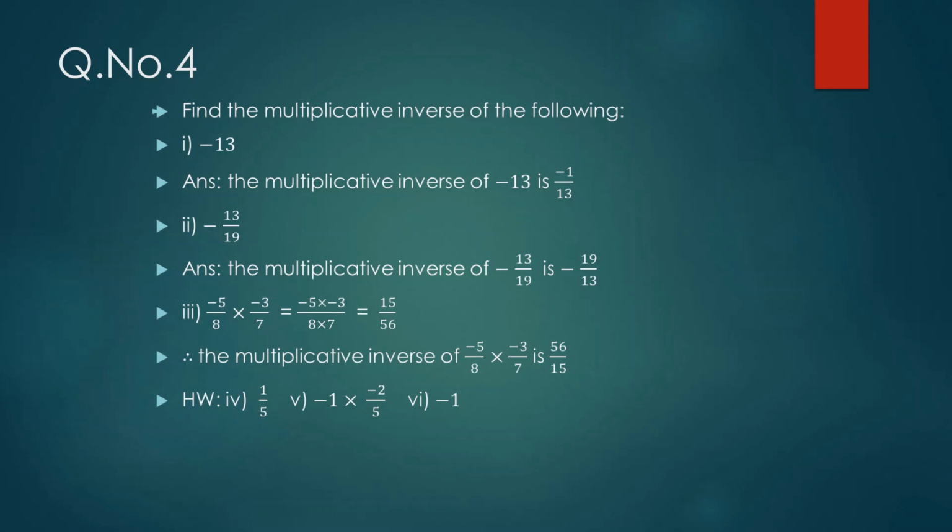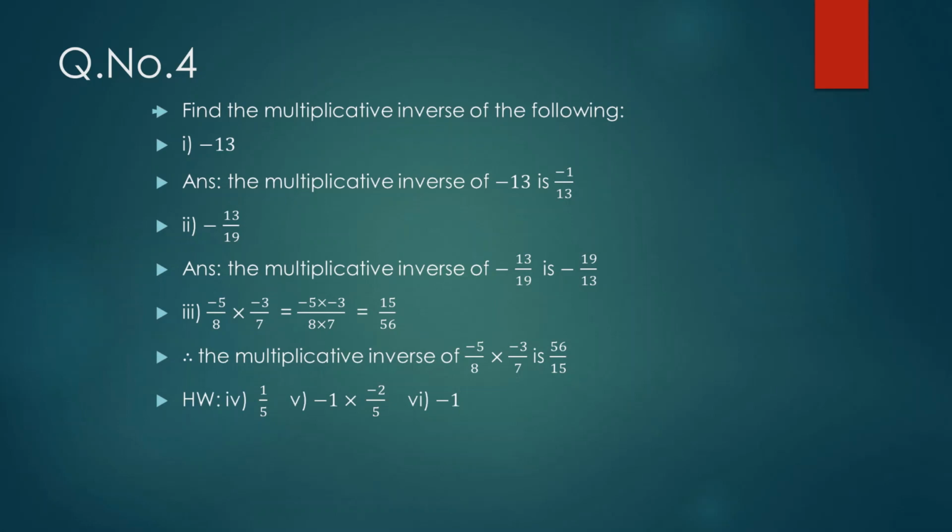The same way, second question. That is given minus 13 upon 19. So here numerator is 13 and denominator is 19. Then what is the reciprocal? 19 will come as a numerator and 13 is a denominator. So the multiplicative inverse is minus 19 upon 13.